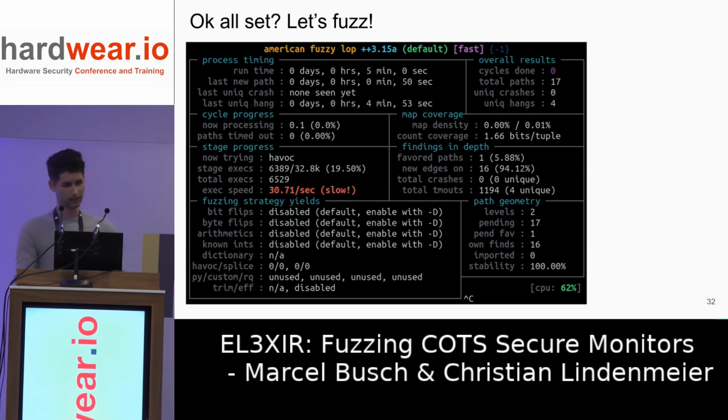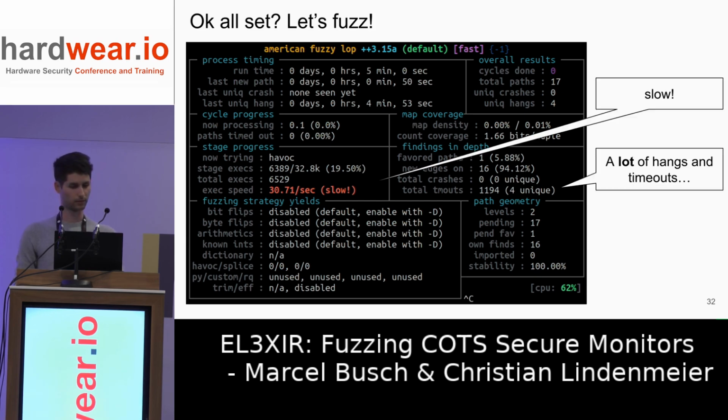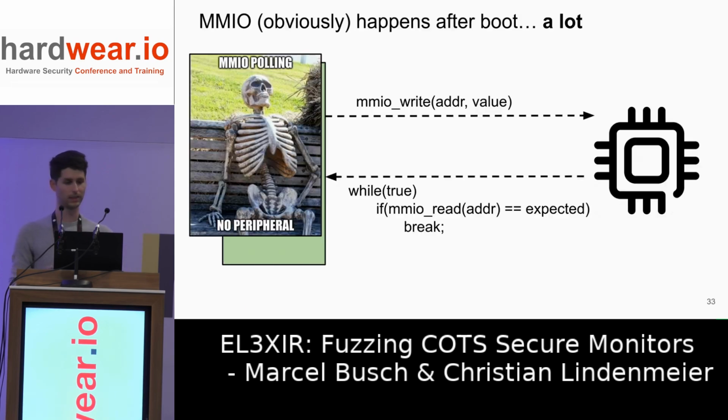And what we see here is basically our fuzzer is super slow. We have a minimal number of executions per second, and the problem here is that we have a lot of hangs and timeouts. And maybe you already guessed it. Where do they come from? It's MMIO again. And this time it's a little bit worse.